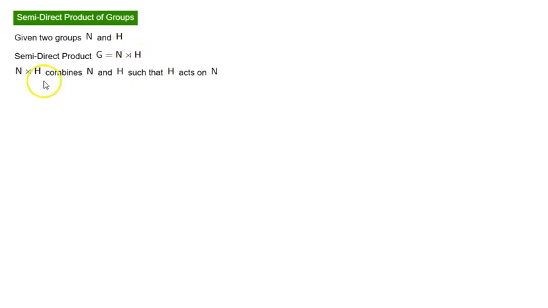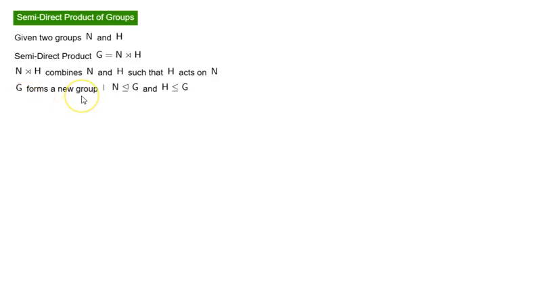Let us look at semi-direct product of groups. In the previous session, we saw direct product of groups. So given two groups N and H, the semi-direct product G is equal to N ⋊ H. Here the symbol for semi-direct product is this. N ⋊ H combines N and H such that H acts on N. Remember, in direct product of groups, they do not interfere with each other. But here, H acts on N.